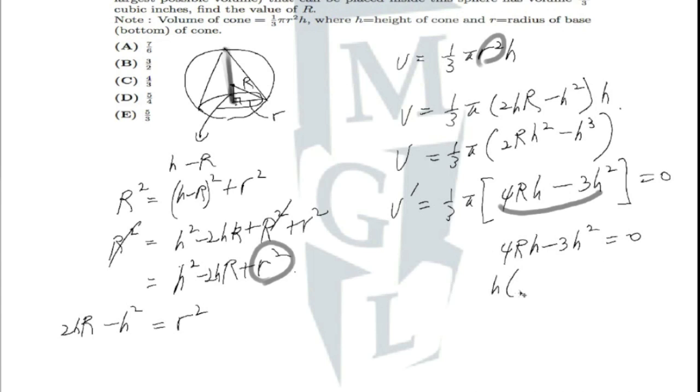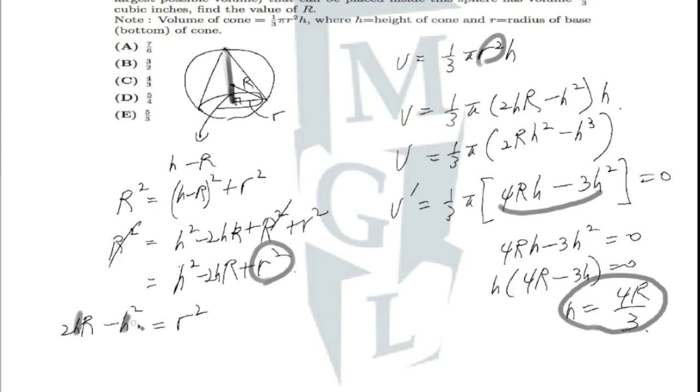Okay, so we can factor out h. Now clearly, h is equal to 0 is not something we want. We don't even get a cone. So otherwise, setting that equal to 0 and isolating h, we get 4R over 3. Okay, so 4 over 3 of the R. So we have h in terms of the big R. And if you replace the h in terms of R right here and right here, we can express the small r also in terms of the big R.